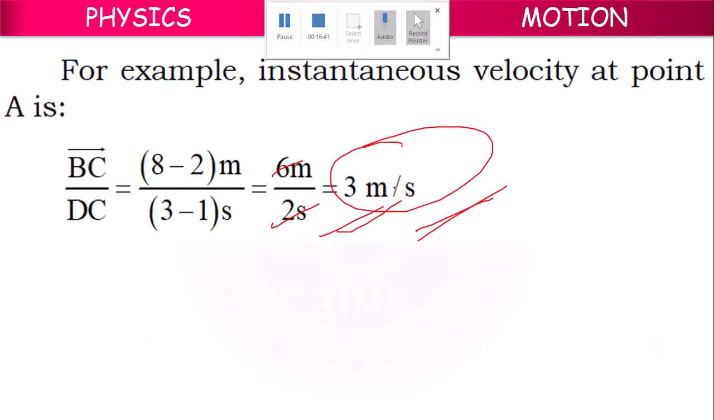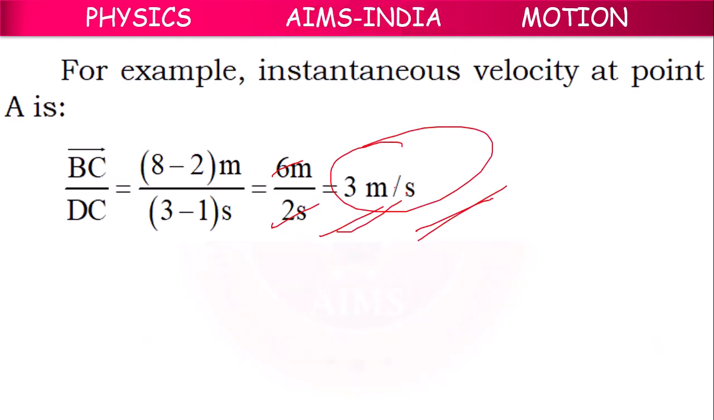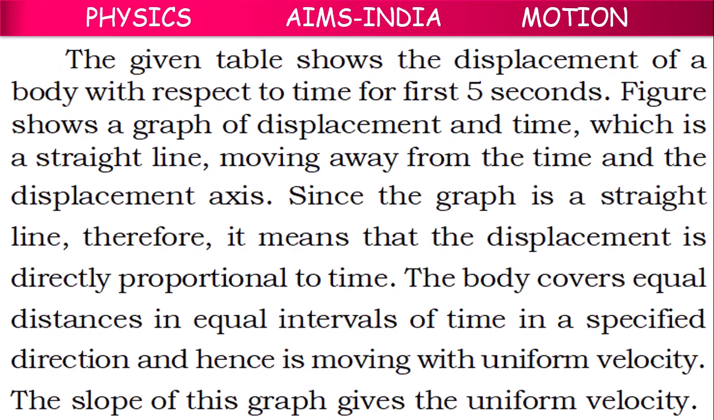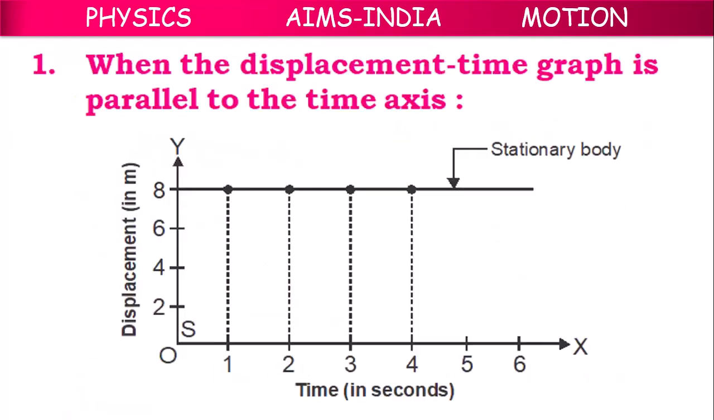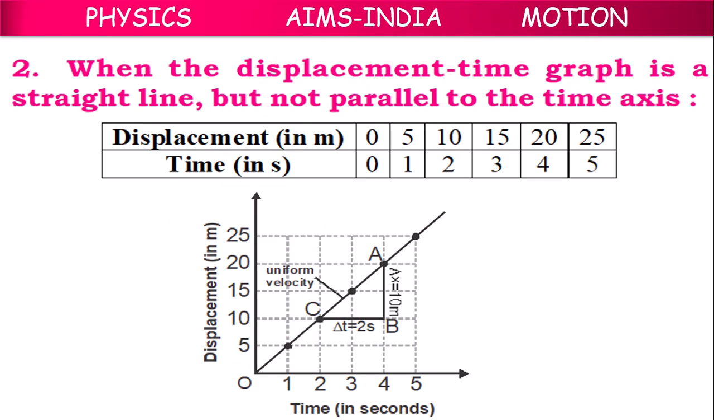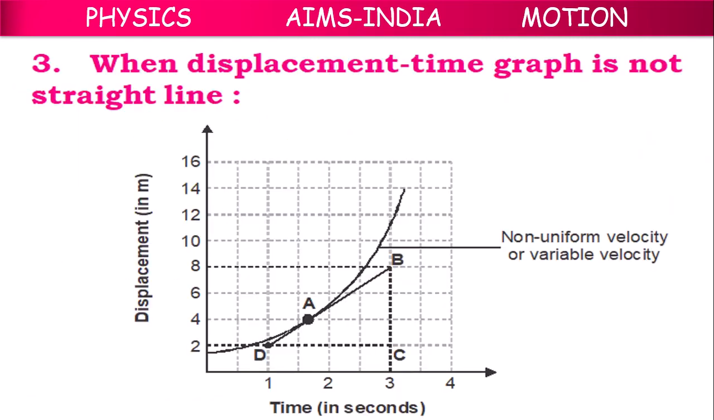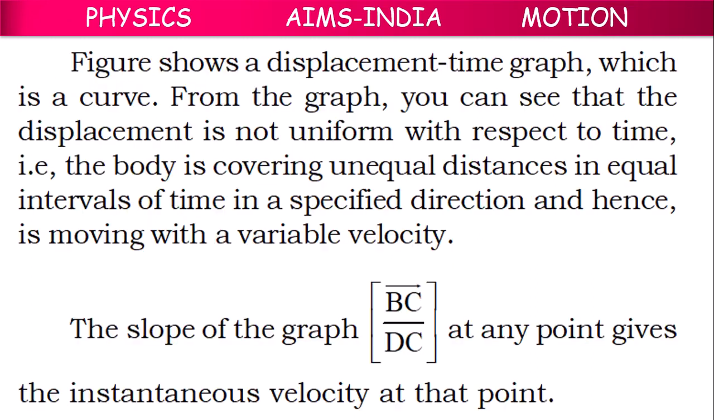So this is about the displacement time graph and 3 different kinds of graphs. The first graph is parallel to the time axis. It's a stationary body. The second one is a straight line. It tells that it is a body moving with uniform velocity. The third one is not a straight line, it's a curve. It tells that the body is moving with non-uniform velocity or variable velocity.